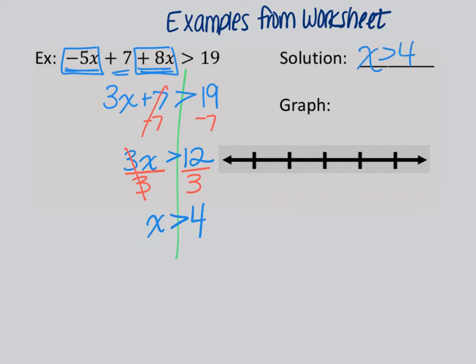I see I have a number line set up here. I'm going to just kind of put 4 in the middle, and then I'm going to go 5, 6, 3, 2. And it is going to be an open circle because 4 is not included, and all the numbers bigger than 4 would be those going over to the right.